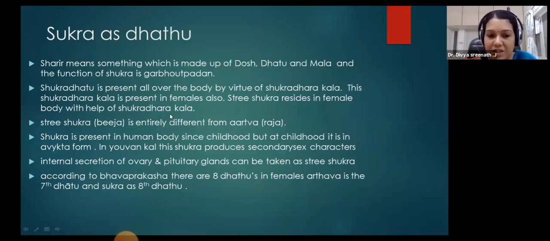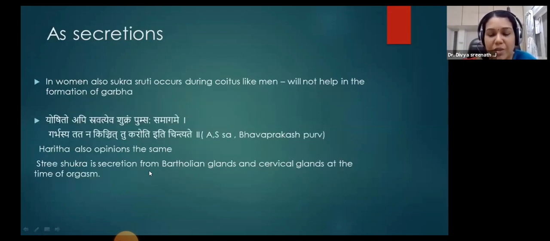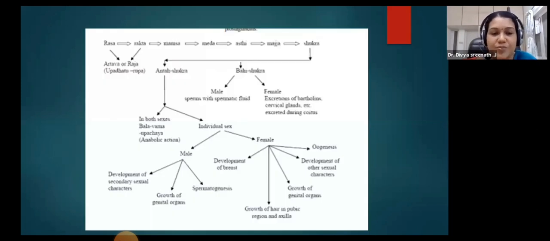This Shukra is present in the Shukradhara Kala, which is present in the whole body, and which is responsible for the formation of the hormones in the HPO axis. We can consider it as Shukradhatu. This Shukradhatu is responsible for the development of secondary sexual characters and the development of the uterus, etc. So we can consider the hormones behind the HPO axis as the Shukradhatu in female. So there are two concepts: one is the secretion from the Bartholin gland, and the second is Shukradhatu.